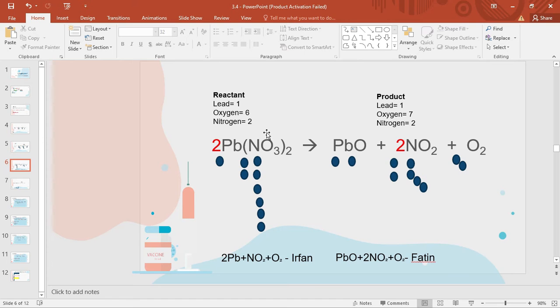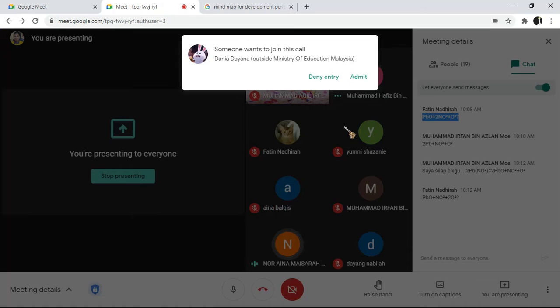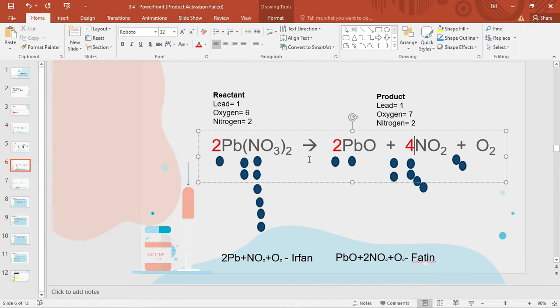Now we double all of them. Add 2 at the Pb, same to the PbO, at the Pb, those 2. And then 2 NO become 4 NO2. Never mind, we check. First, we go slow by slow.